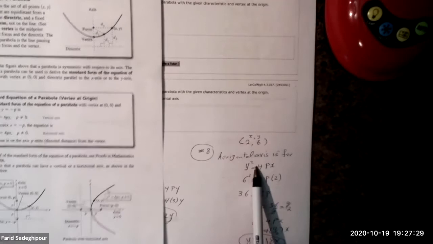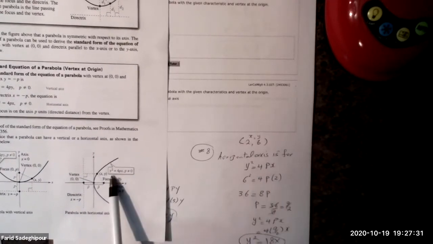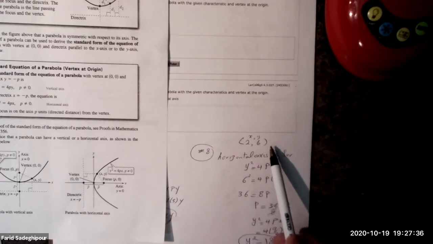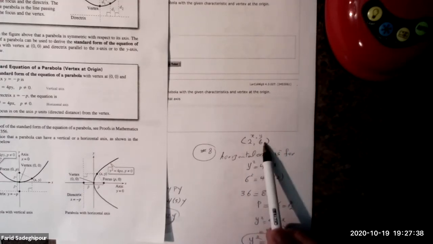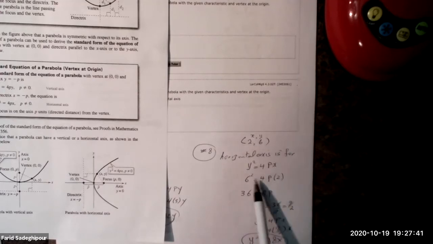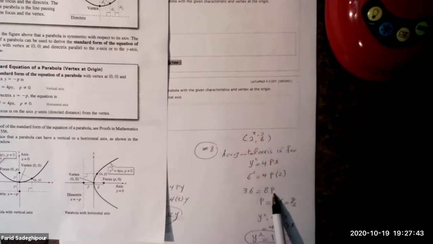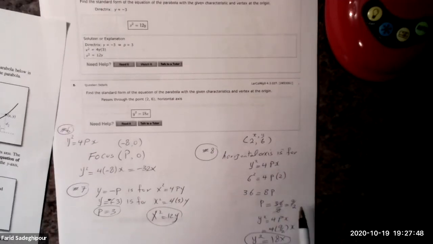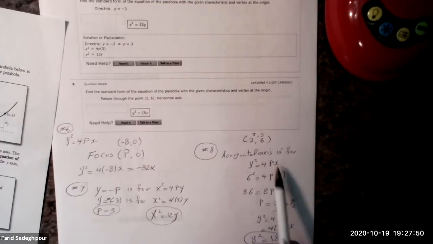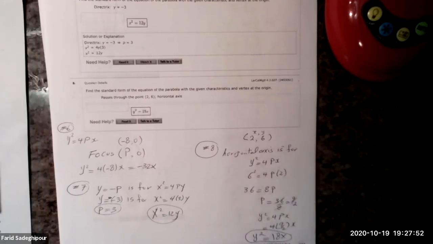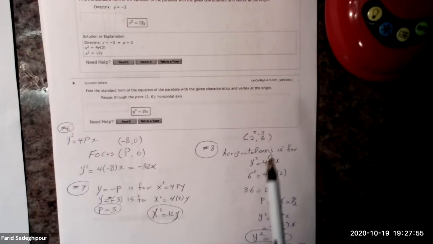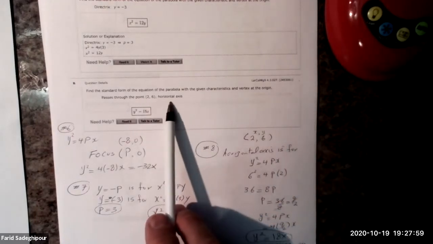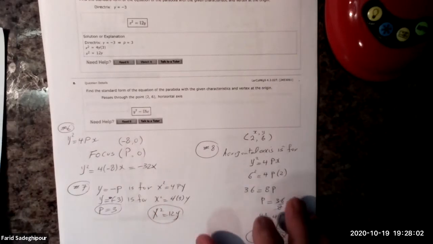So y² = 4px. See, y² equals 4px. And one point is given in the problem, (2, 6). So x is 2, y is 6. When you put those two numbers here, that helps you find the value of p. When you find the value of p, put it back into this equation to find your y². So the key in this problem is it's a horizontal axis. That brings you into that type of problem.